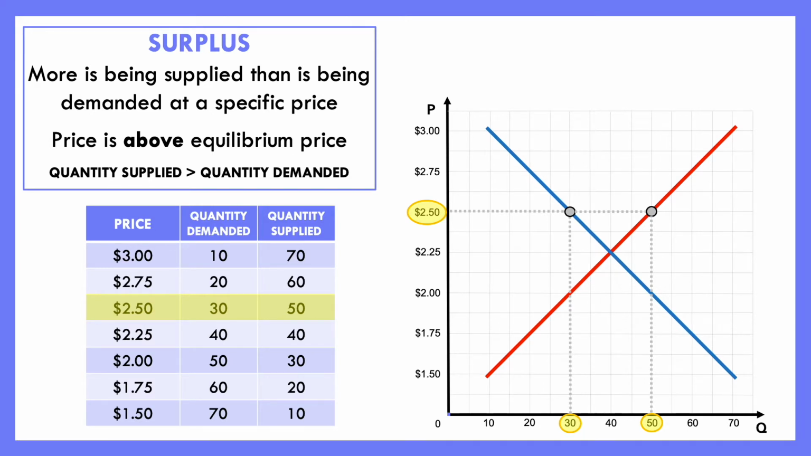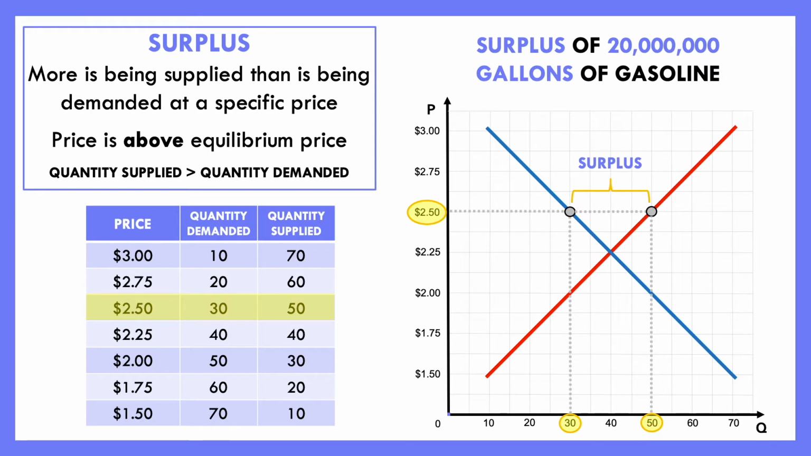So that gap between our demand curve and our supply curve at a price of $2.50, that's a surplus. And as we look here, we ask, what exactly is the size of that surplus? Well, 50 million is being made available, but people only want to buy 30 million. Therefore, 20 million gallons of gas are left over. Now again, how do businesses respond to this?